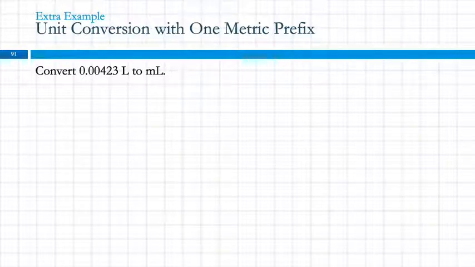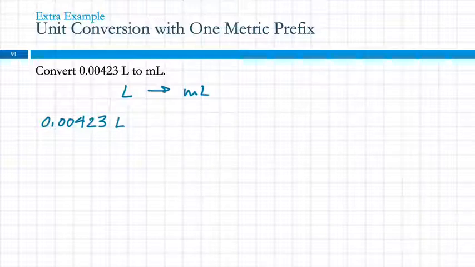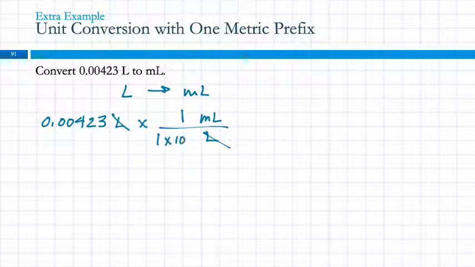Convert 0.0043 liters to milliliters. So liters to milliliters. I have 1 prefix, right? I can do this in 1 step. 0.00423 liters. 1 step, I've got 1 factor. And liters to milliliters, and put liters down here, units cancel out. So in the numerator, I have milliliter. I want there to be 1 milliliter. And then on the other side, I'm going to write 1 and what milli means. Milli means times 10 to the minus 3.